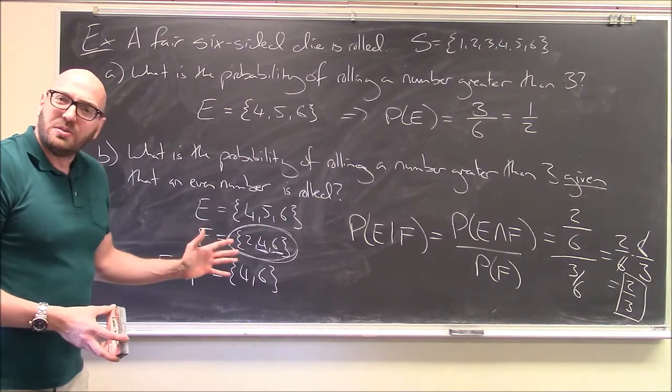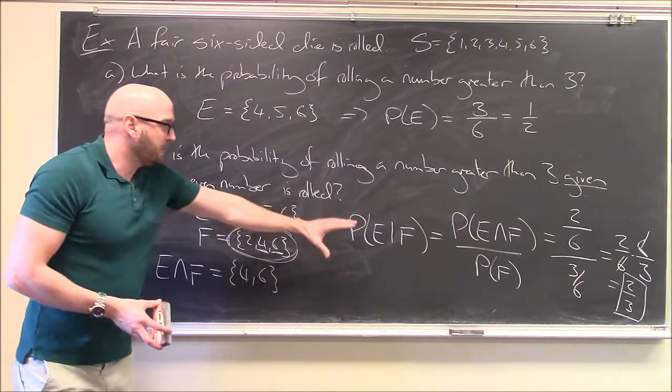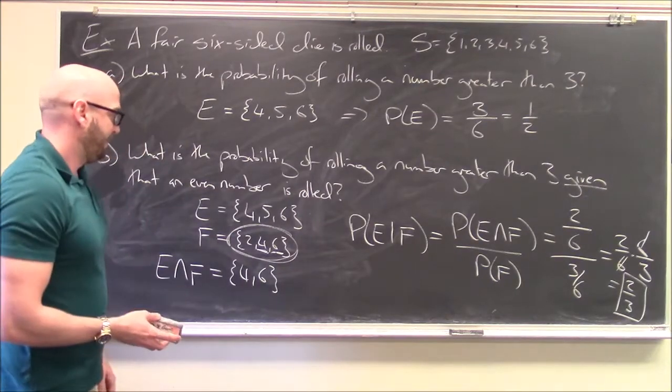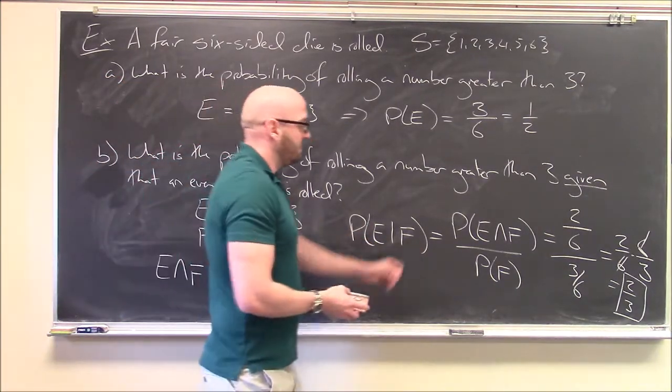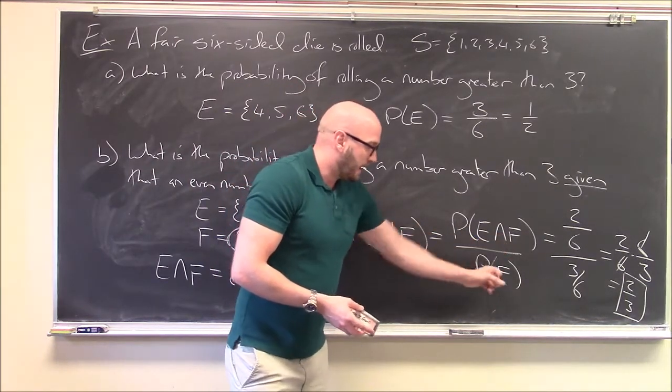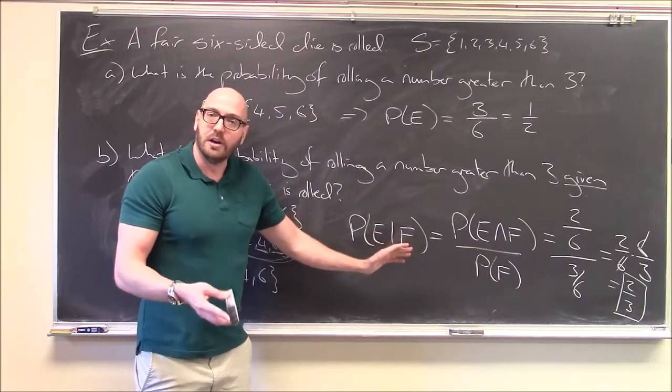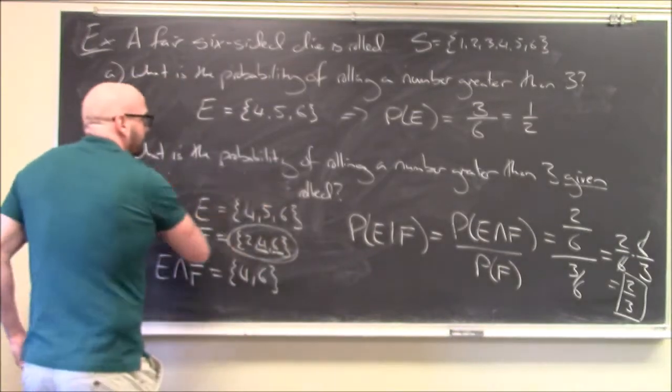So computing conditional probabilities isn't that bad, right? It's just using this formula. It's the probability of event E given event F is you take the probability of their intersection divided by the probability of the event that you already know happened. We'll do another example.